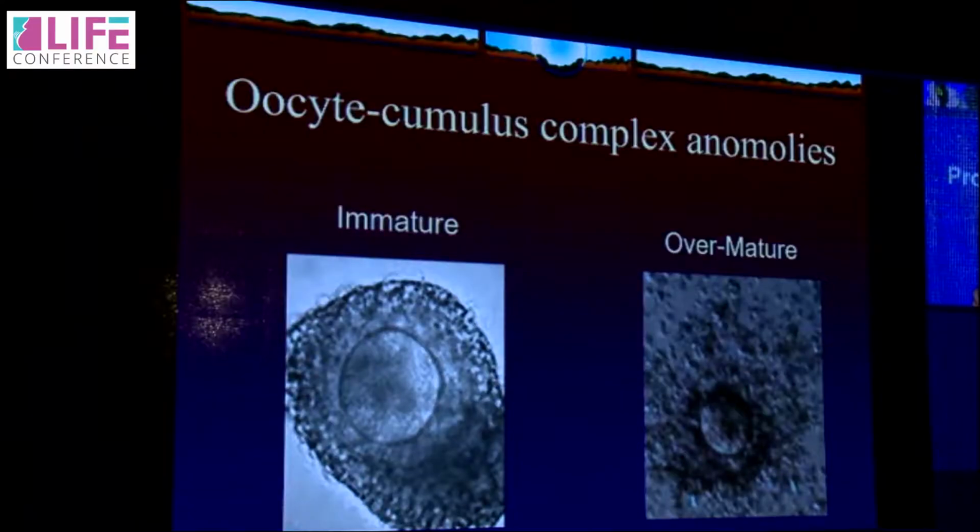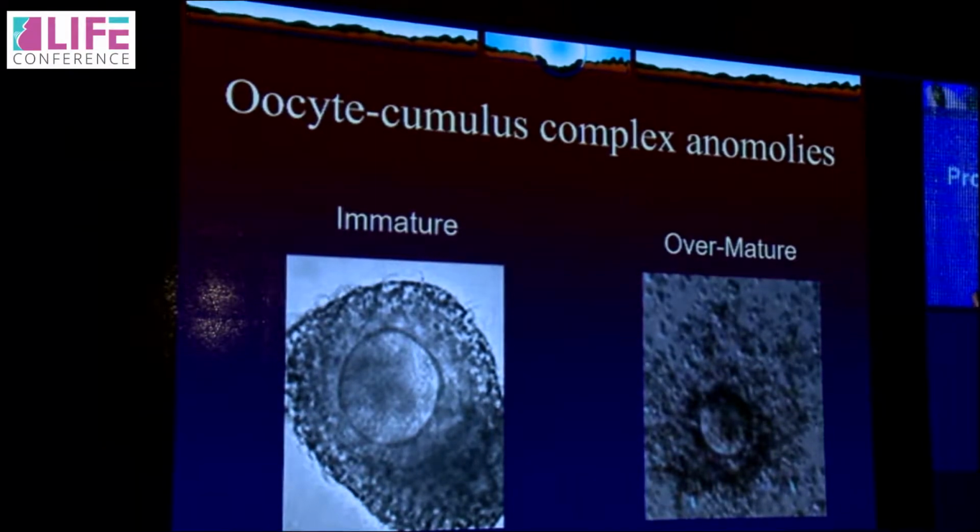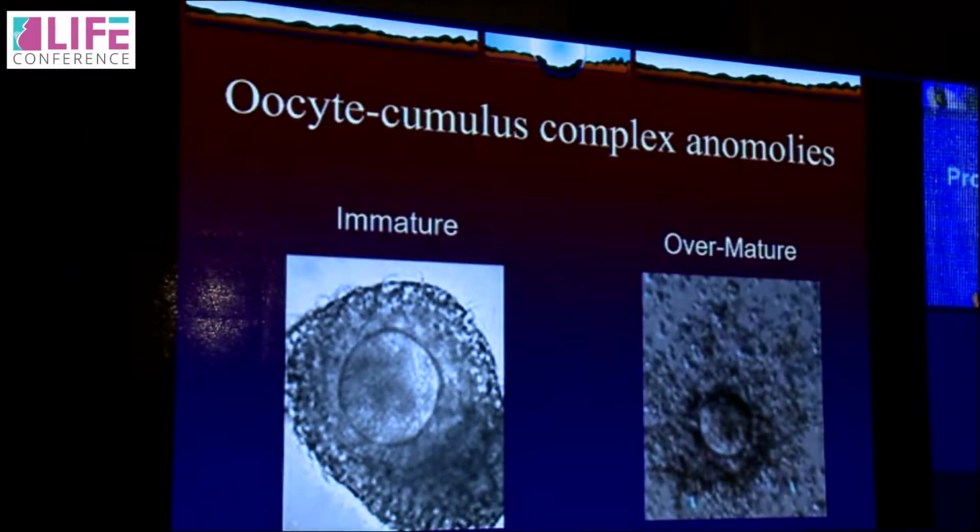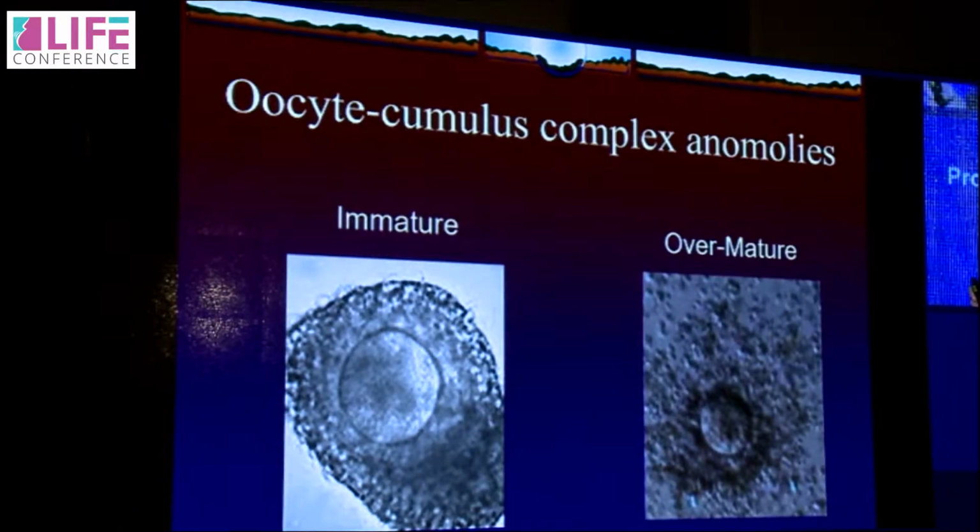These are two examples of an immature and overmature cumulus oocyte complex. Immature ones have very few cumulus cells, very tightly compacted around the zona, and you know that that egg will be germinal vesicle. And the overmature ones, whilst they will be at metaphase II, there's hardly any cumulus there, but the compounds within the oocyte that relate to maturity will be deteriorating, and that will affect the fertilization potential.